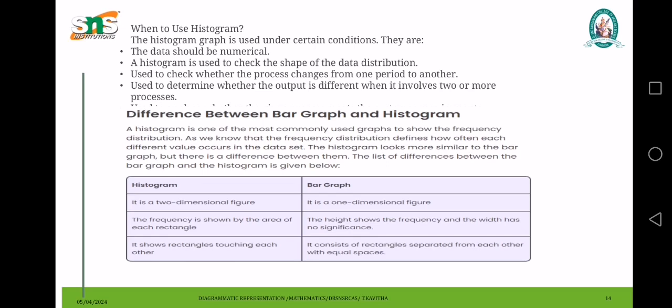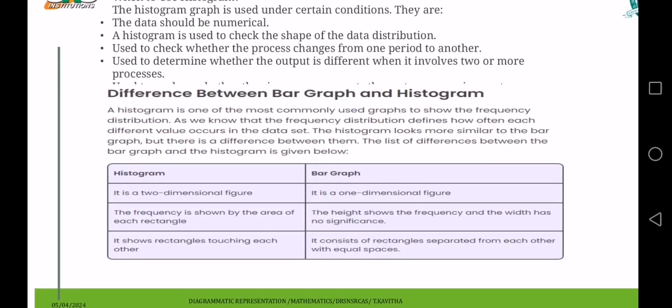Difference between bar diagram and histogram. A histogram is a two-dimensional figure. A bar diagram is a one-dimensional figure. The frequency is shown by the area of each rectangle in a histogram. In a bar diagram, the height shows the frequency and the width has no significance. A histogram shows rectangles touching each other. A bar graph consists of rectangles separated from each other with equal spaces.